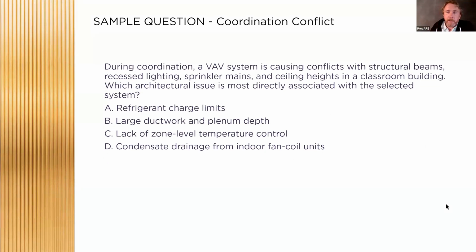But this is an example of a question too. During coordination, a VAV system causes conflicts with structural beams, recessed lighting, sprinkler mains, and ceiling heights. Which architectural issue is most directly associated with the selected system? Refrigerant charge limits, large ductwork and plenum depth, lack of zone level temperature control, or condensate drainage from indoor fan coil units. And we know that this one's going to be the large ductwork and plenum depth because it is a VAV system.